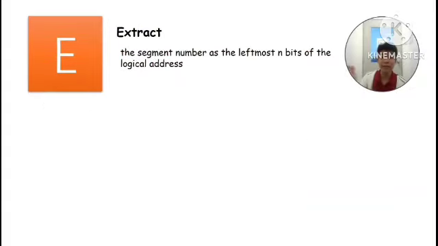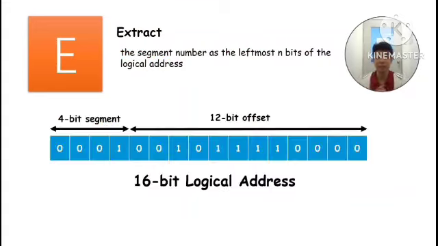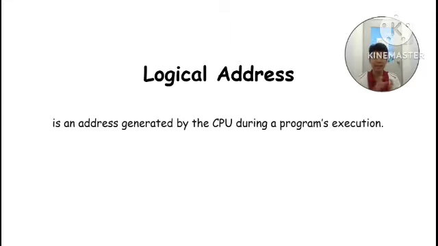E, Extract. Extract the segment number as the leftmost n bits of the logical address. Just as in the example below, this is a 16-bit logical address, and the leftmost 4-bit segment, which is 0001, is the segment number. So we need to extract it. And what is the logical address? A logical address is an address generated by the CPU during program execution.